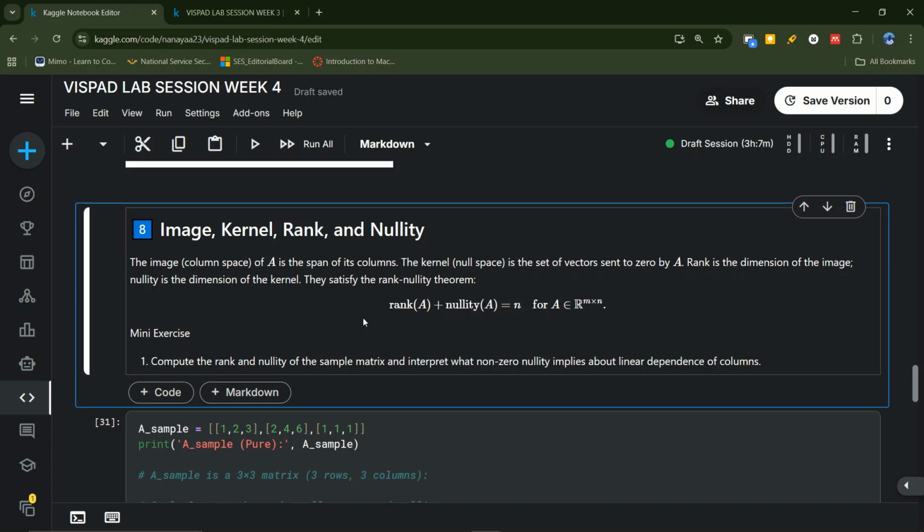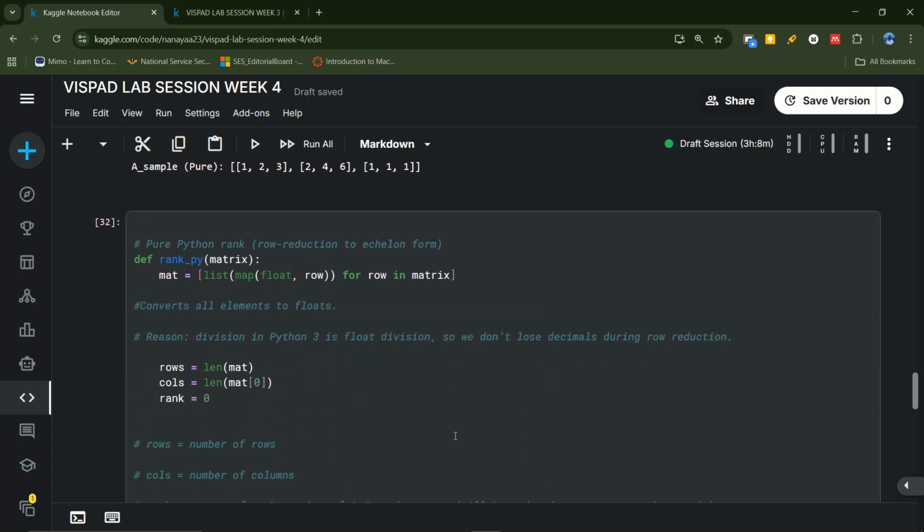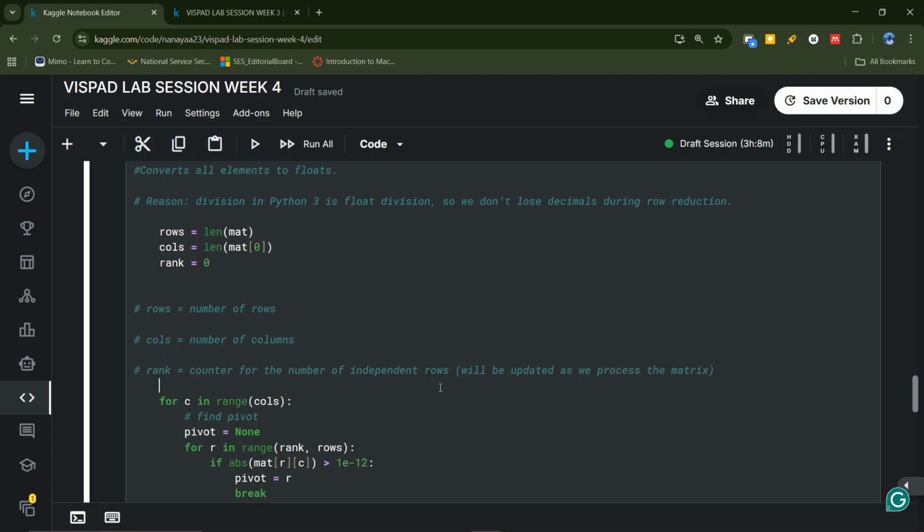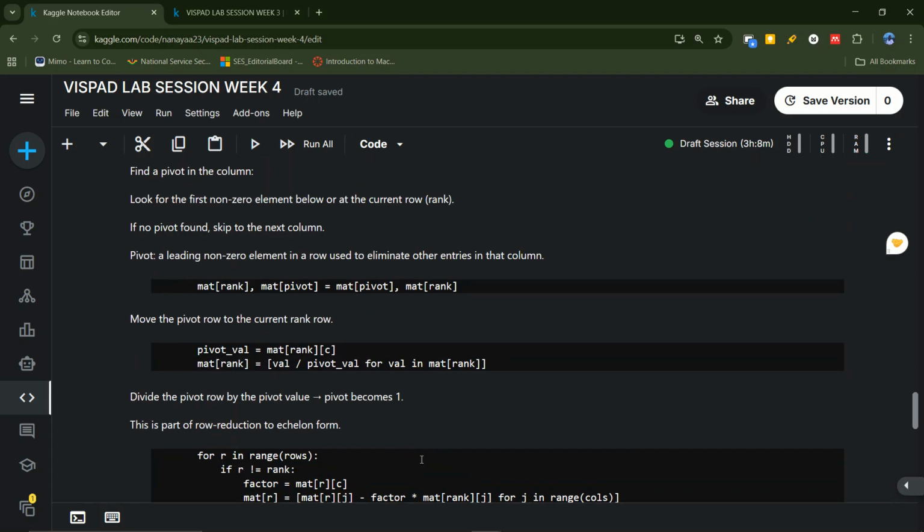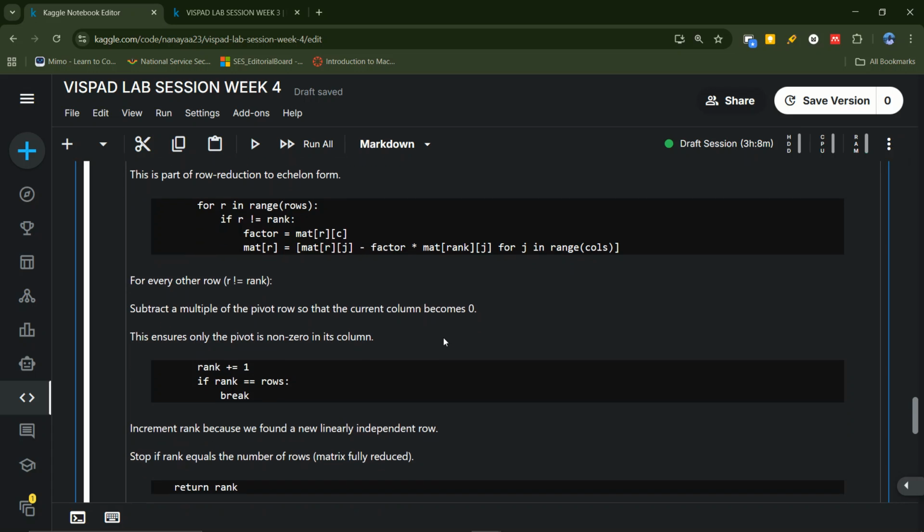If you were following last week's lectures, we understood that an image is the column space, the span of its columns. A kernel, that's the null space, is the set of vectors sent to 0 by A. Rank is the dimension of that image. Nullity is the dimension of that kernel. And they satisfy the theorem where the rank of A plus the nullity of A is equal to n, the number of columns. So these are codes to briefly explain what each line is doing.